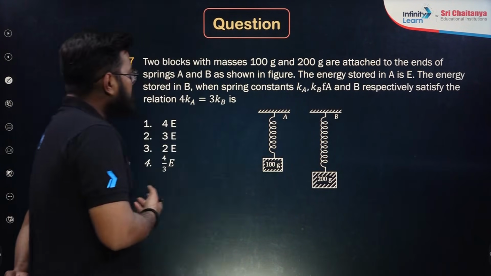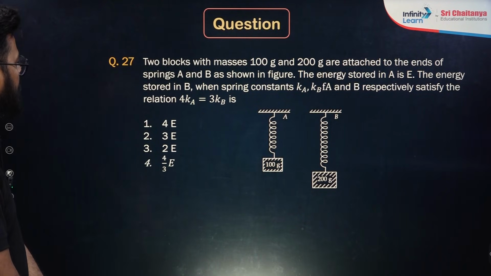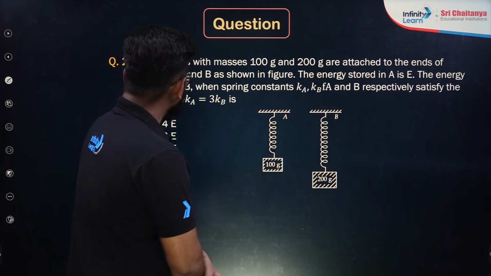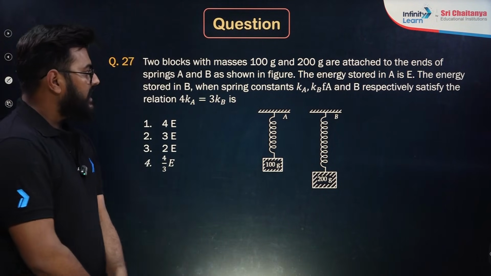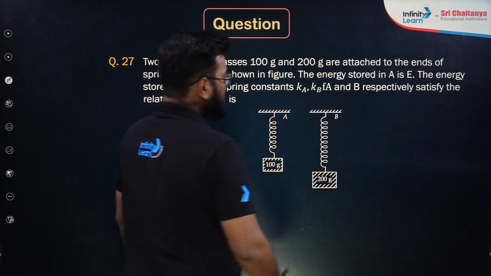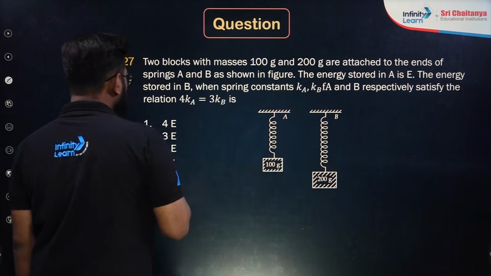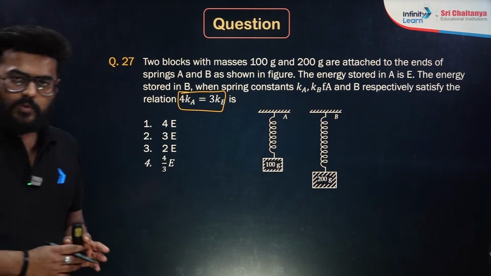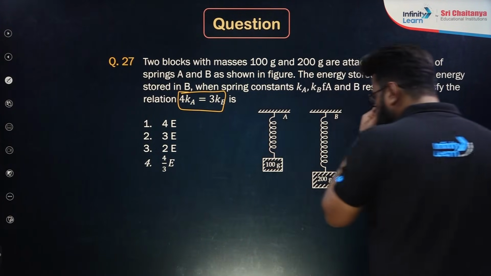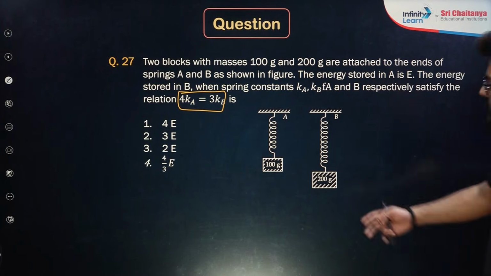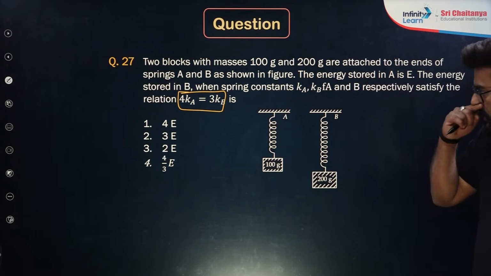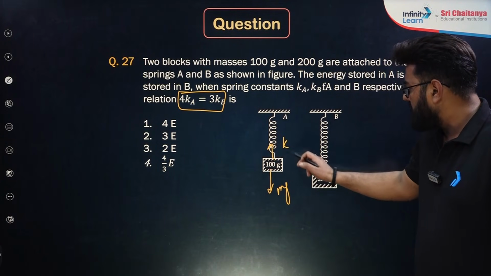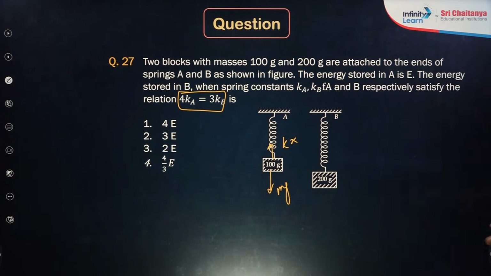Then there are two blocks with masses 100 gram and 200 gram, and they are attached to the ends of the spring A and B as shown in figure. The energy stored in A is E. The energy stored in B when spring constant Ka and Kb, for A and B respectively, satisfy the relation 4Ka is equal to 3Kb. Now, obviously, what I can just assume over here is this spring is going to come into equilibrium, and when it will be in equilibrium, the mg force over here will be balancing the kx, right? So same is going to be the case over here.